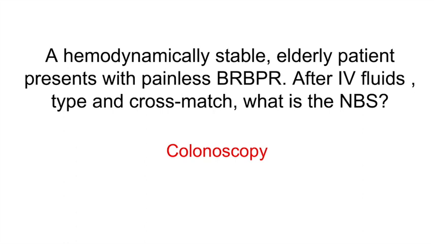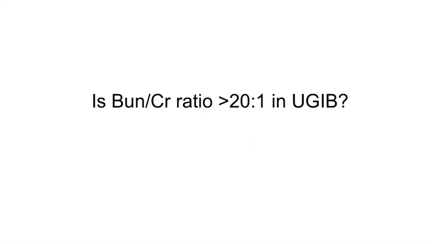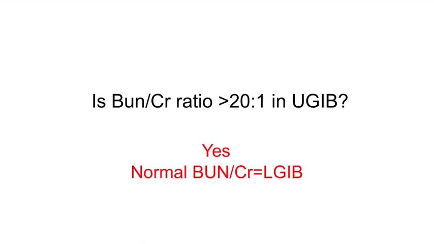Is the BUN to creatinine ratio greater than 20:1 in upper GI bleeds? Yes. However, in lower GI bleeds, it is normal. So that's an important fact to remember. BUN to creatinine ratio greater than 20:1, think upper GI bleed. If it's a normal ratio, think lower GI bleed.